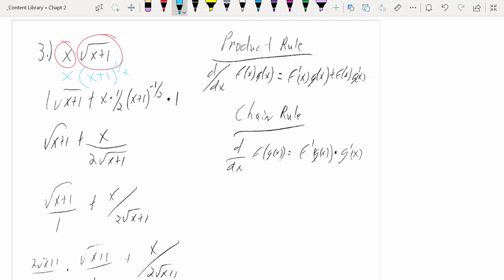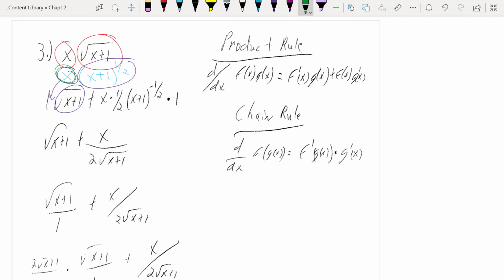Okay, so now let's go ahead and apply the product rule to it. The product rule says take the derivative of this first term, which is x, and the derivative of x is going to be 1. Now I'm going to leave the second one the same. In this case, I just leave that as a root, so that's the square root of x plus 1.